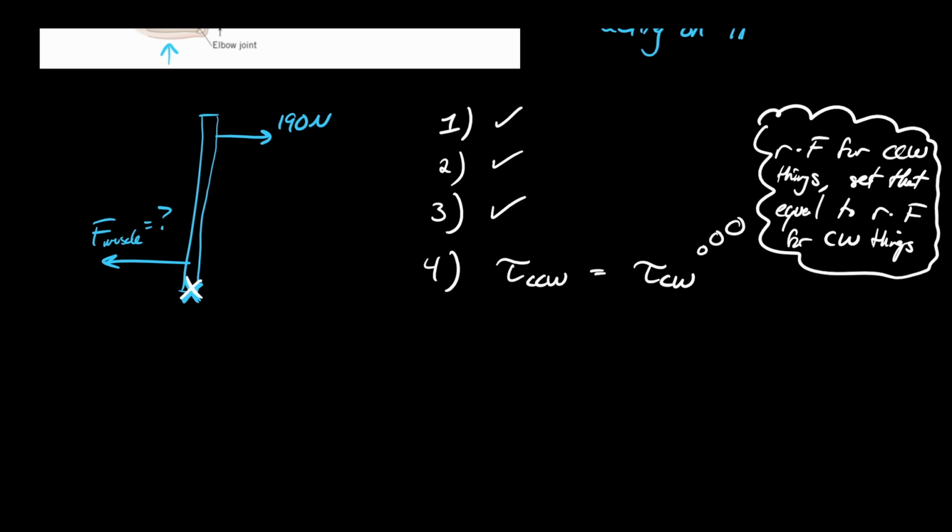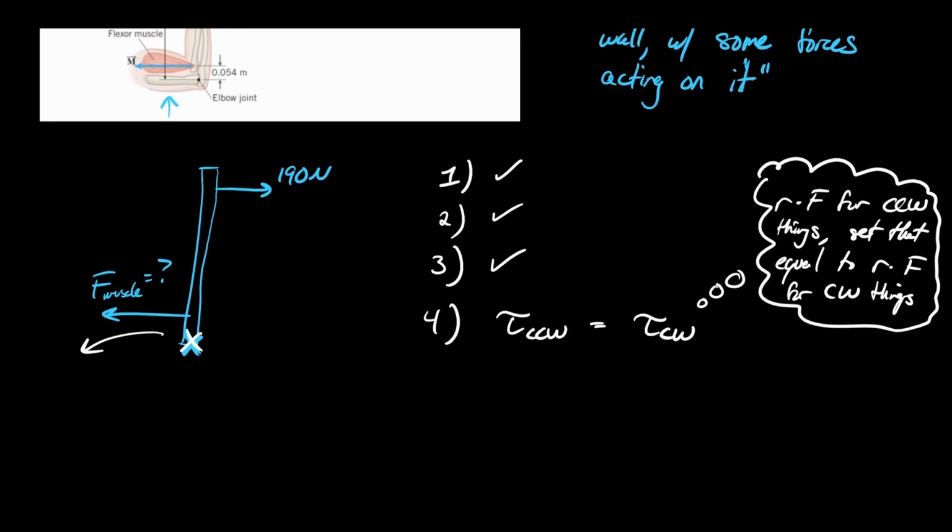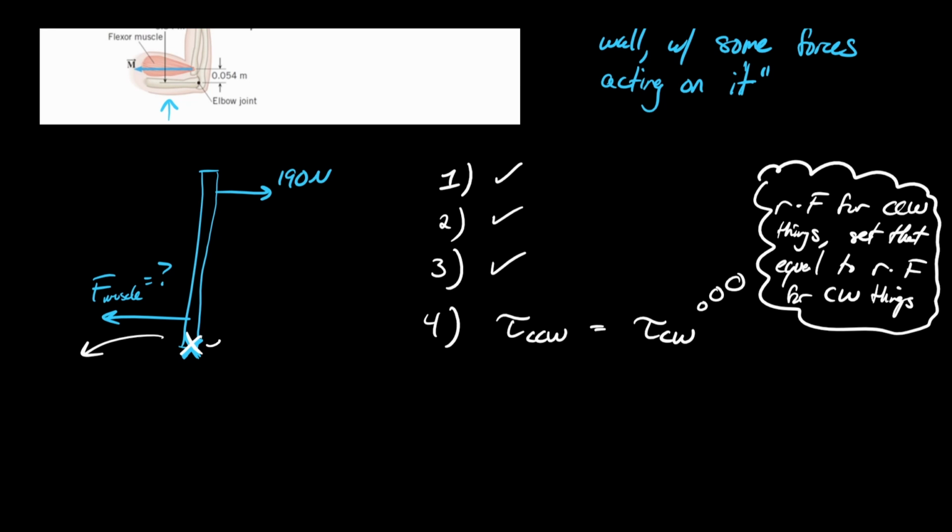So let's see, what counterclockwise things do we have? We have this guy trying to make us turn counterclockwise. All right, what's the torque due to that muscle? Well, it's the distance between the X and where the force pull is, so it's just that, which is told to us to be 0.054, and you multiply that by the size of the force, which as of right now we don't know, but we're just going to leave it as a variable. Okay, and that's all the counterclockwise torques.